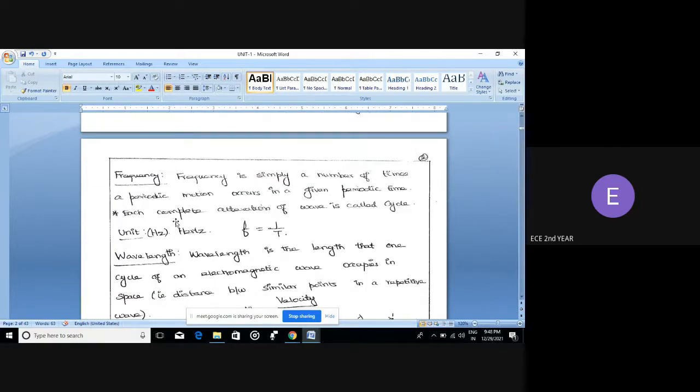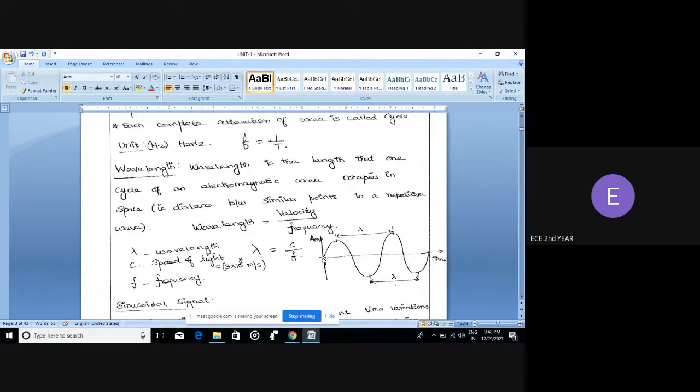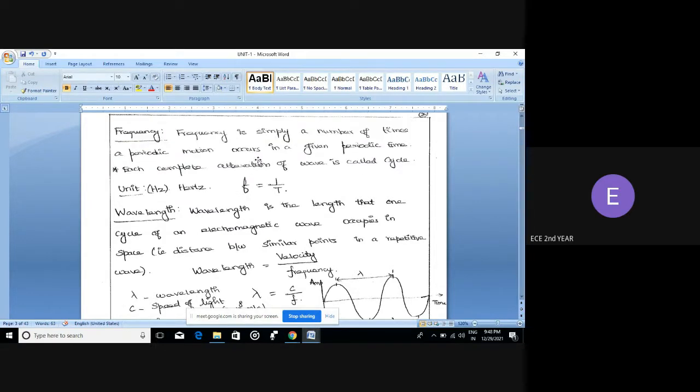Next thing is frequency. The formula for frequency is f equal to 1 divided by T. If we consider the variation of a signal over a period of time, for example, look at this diagram. For one complete time period, that is one positive cycle and one negative cycle together, the time period is called capital T. The inverse of the time period is called frequency. So frequency is the number of times a periodic motion occurs in a given time period. The unit of frequency is hertz.